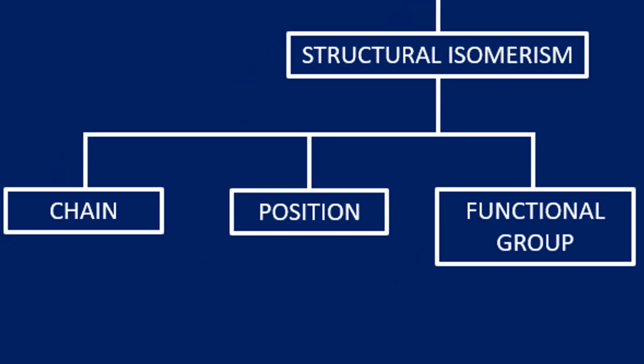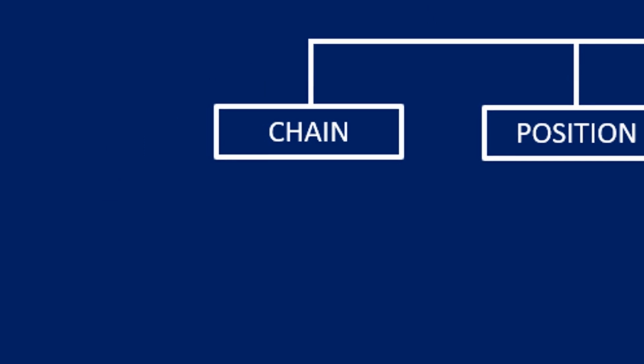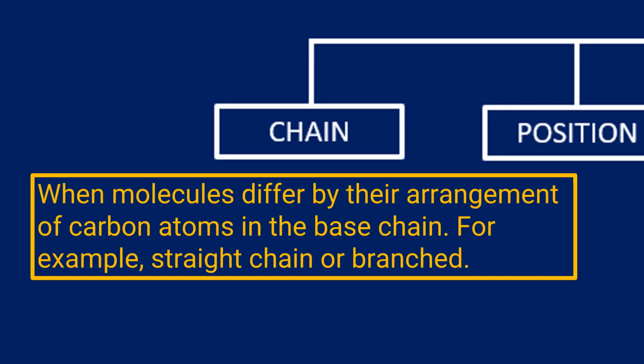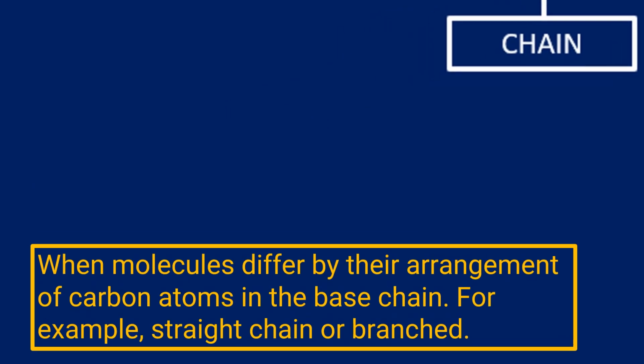The three subgroups of structural isomerism then, we have chain isomerism. Now, chain isomerism is when the molecules only differ by their arrangement of the carbon atoms in the base chain. And the two main examples here would be straight chain and branched.